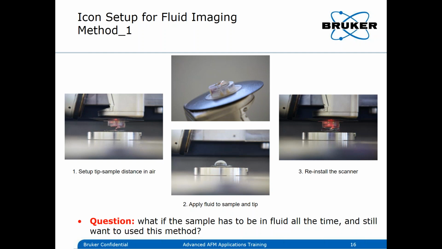The question here is, what if the sample has to be in fluid all the time? Imagine some cells, and you still want to use this method. I would usually recommend to try to find a dummy setup where you're at the same height as your surface, like petri dishes, etc., which are about the same height. So just focus on them, so that you're this 1 micrometer away. Then lift the scanner up, replace it with the original cell with the fluid filled, put a droplet of water or buffer on the cantilever, and then put it back in. So this is also helping there.